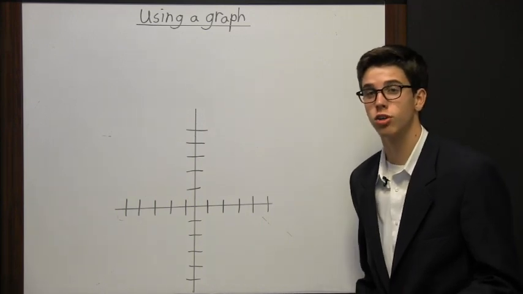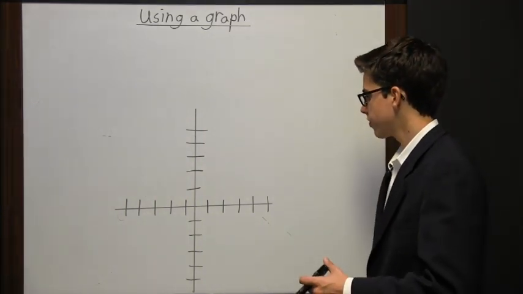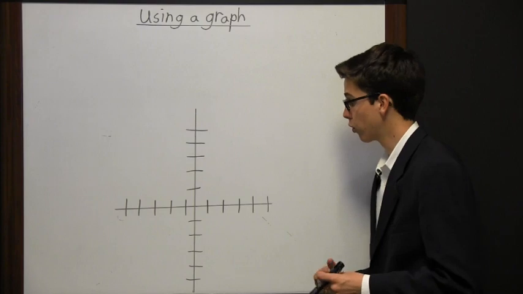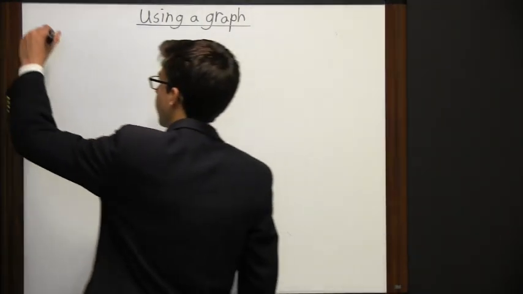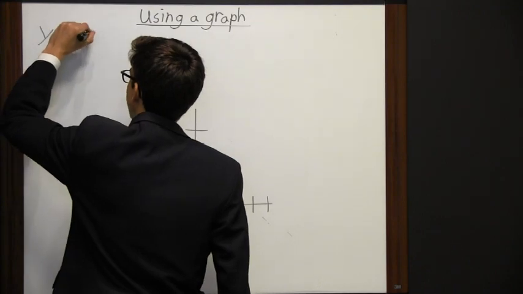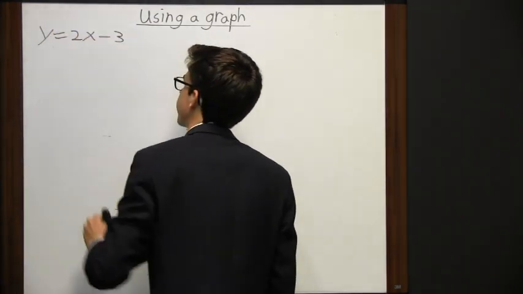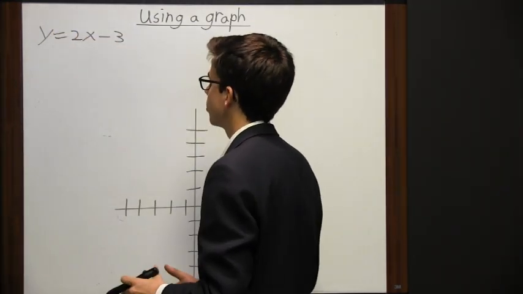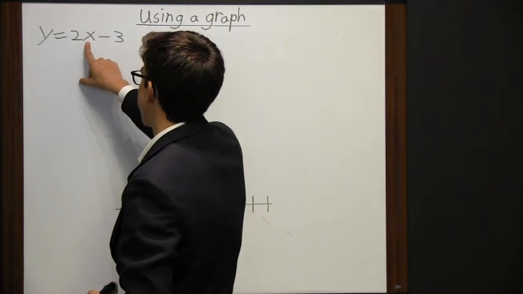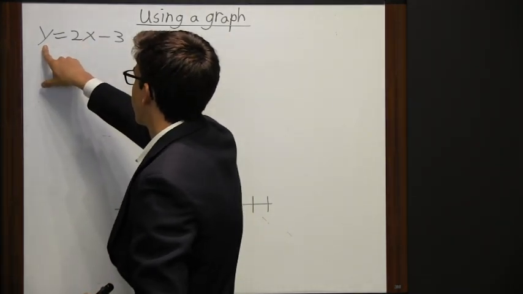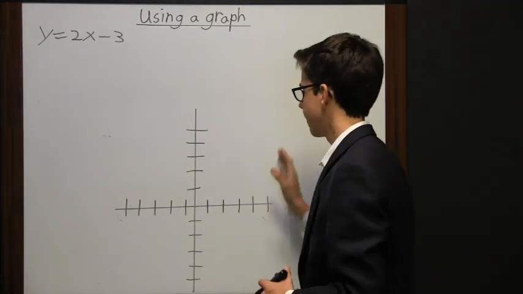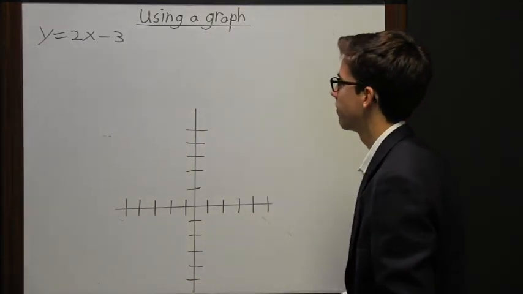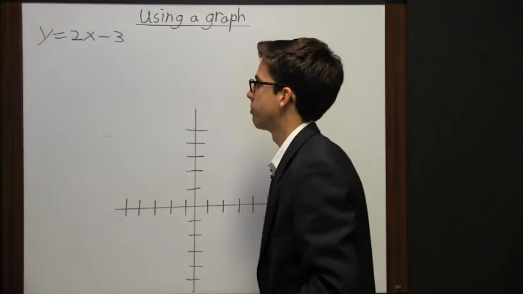Many times you can use a graph to represent data in a more organized and more visual way. So say we have the equation y equals 2x minus 3. What we can do is plug in a couple of numbers for x and then find out what number we get for y. And then we can come up with some coordinates, plug them in here, and then draw a line representing the values of this equation.